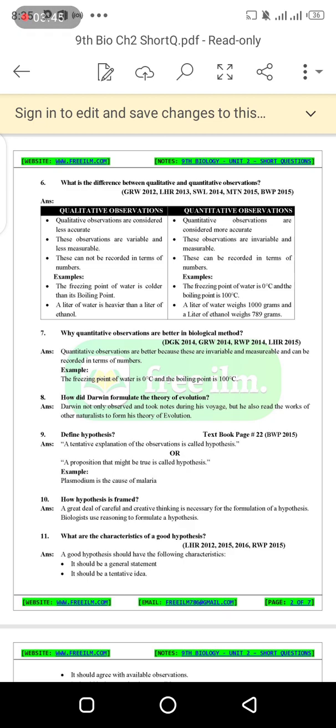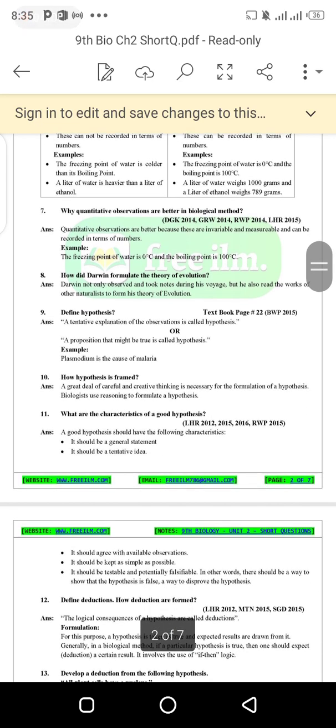How did Darwin formulate the theory of evolution? Darwin not only observed and took notes during his voyage, but he also read the work of other naturalists to form his theory of evolution. Define hypothesis. A tentative explanation of observation is called a hypothesis. A proposition that might be true is called a hypothesis. For example, Plasmodium is the cause of malaria.